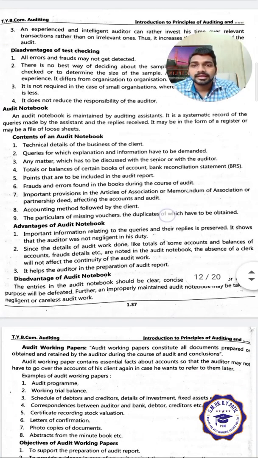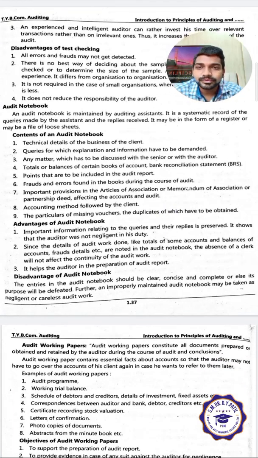And now the next one is audit notebook. An audit notebook is maintained by the auditing assistant. It is a systematic record of the queries made by the assistant and the replies received. It may be in the form of a register or may be a file of loose sheets.